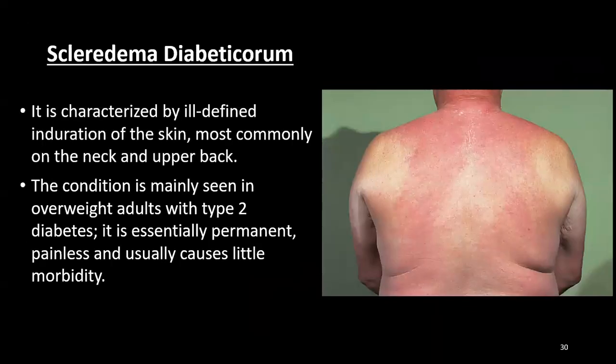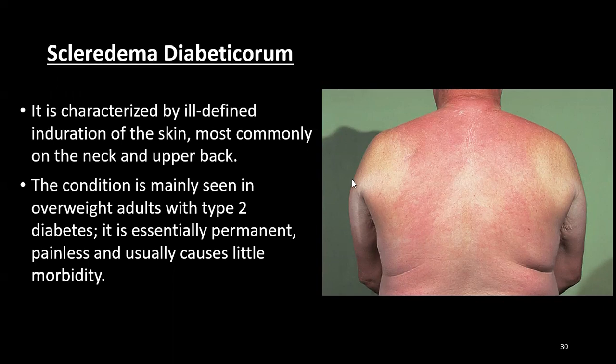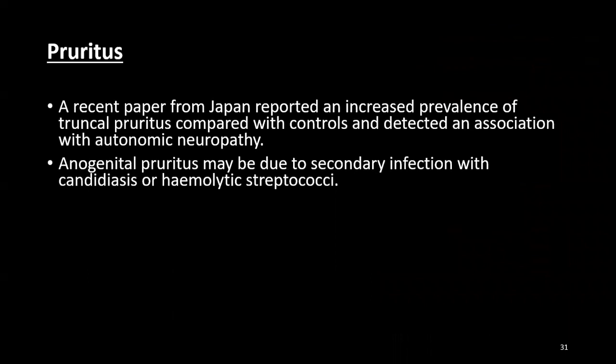Scleredema diabeticorum. This condition is characterized by ill-defined induration of the skin, most commonly on the neck and upper back, seen mainly in overweight adults with type 2 diabetes, and is essentially permanent, painless, and causes little morbidity. Pruritus: a recent paper from Japan reported an increased prevalence of truncal pruritus compared with controls and detected an association with autonomic neuropathy. Anogenital pruritus may be due to secondary infection with candidiasis or hemolytic streptococci.